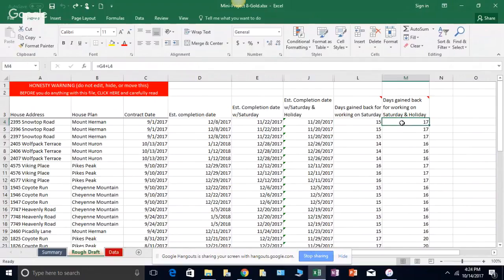And then this one I did: I took the holiday days that I had plus this day to equal how many days were gained back from being off on those days. So that's all that was done. So this was your estimated completion. These are the 5 criteria that I was supposed to do.